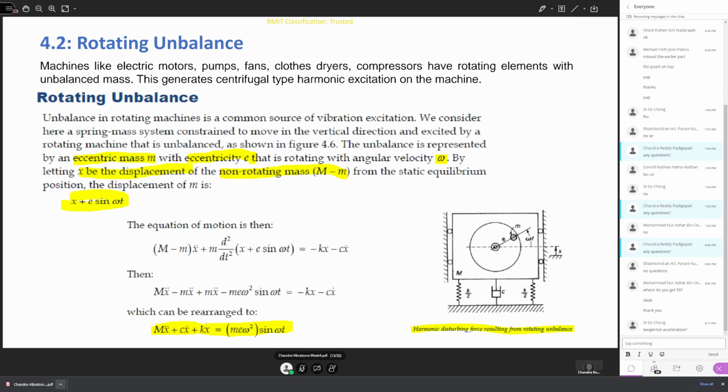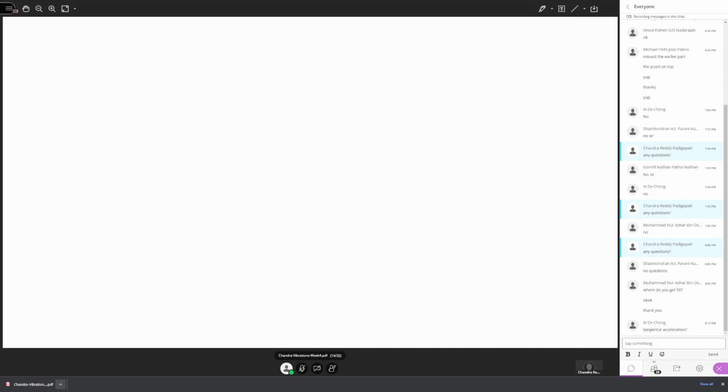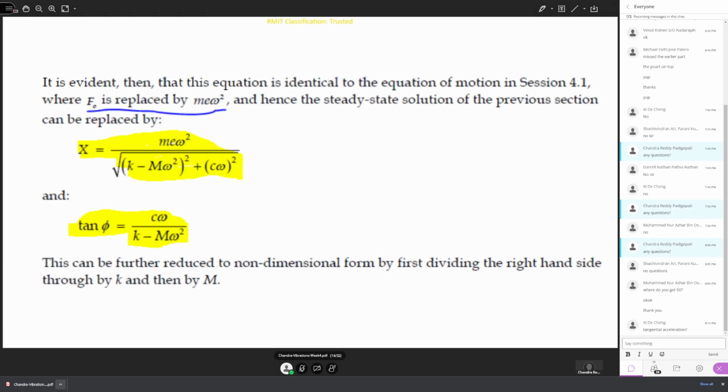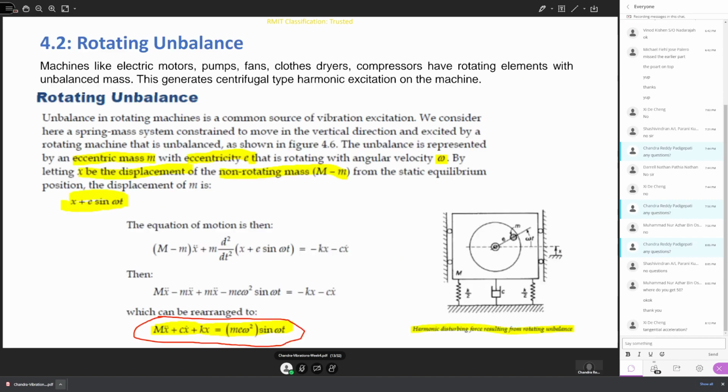Note down this equation of motion. You can see that this equation of motion is the same as our damped and forced vibration. So we can simply replace the force F naught with m e omega square. Therefore, for a damped rotating unbalance, the analysis is the same, because the equation of motion is essentially the same as the damped and forced vibration, which we have already done in the last session.